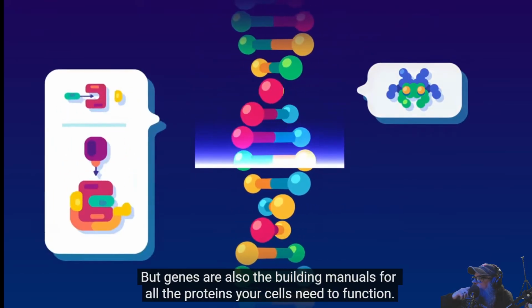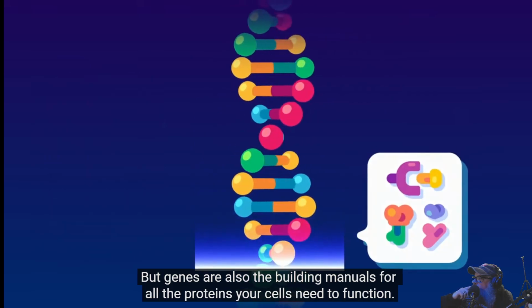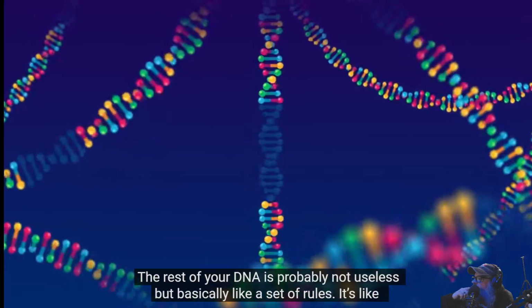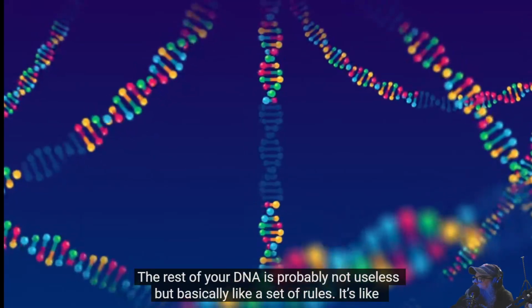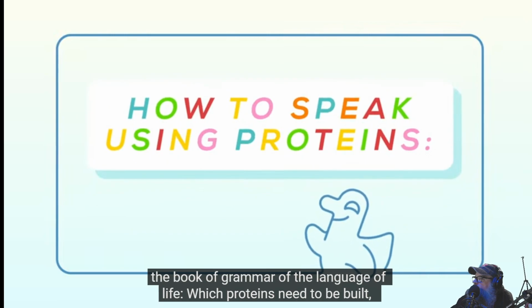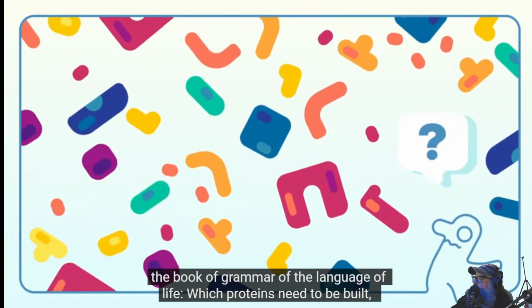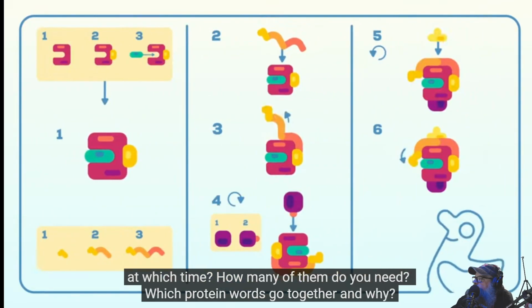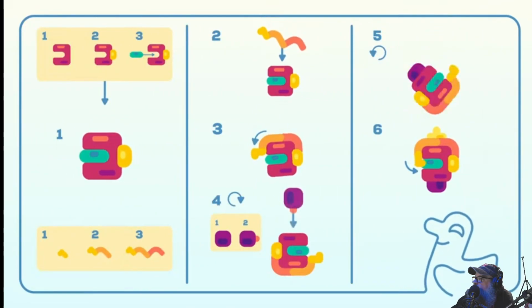But genes are also the building manuals for all the proteins your cells need to function. The rest of your DNA is probably not useless, but basically like a set of rules. It's like the book of grammar of the language of life. Which proteins need to be built at which time? How many of them do you need? Which protein words go together and why?